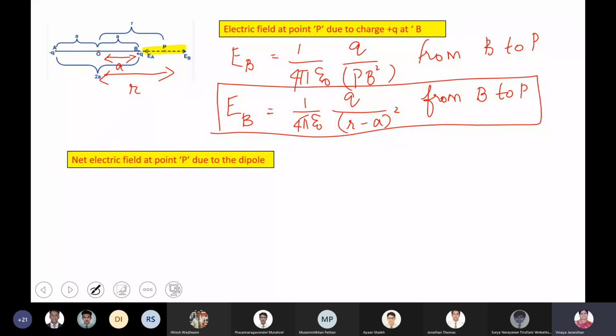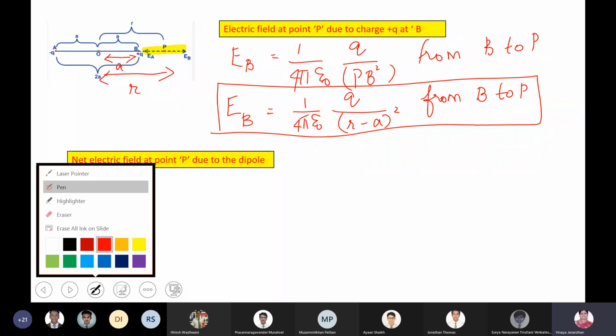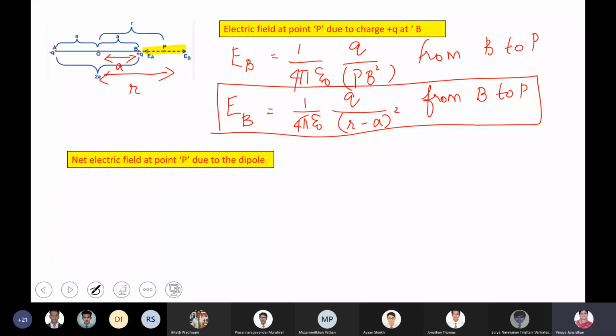Both the vectors EA and EB are acting in opposite directions. If they act in the same direction, then the total electric field will be EA plus EB. Now both are acting in the opposite direction, so in that case you have to subtract one from the other. Which one should I subtract? The net electric field E is equal to, is it EA minus EB or EB minus EA? EB minus EA. Which point?